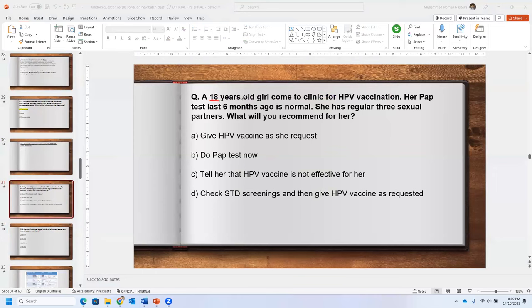No worries. An 18-year-old girl came to you for HPV vaccination. Her pap smear test 6 months ago was normal. She has three regular sexual partners. What will you recommend for her? Give her HPV vaccination as she has requested. Do the pap test again. Tell her HPV vaccination is not affected to her. Or check the STD screenings and then give the HPV vaccine as requested.